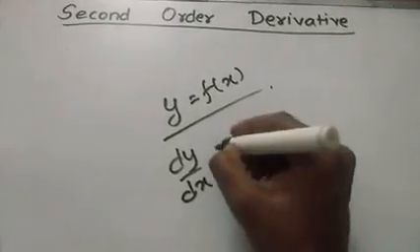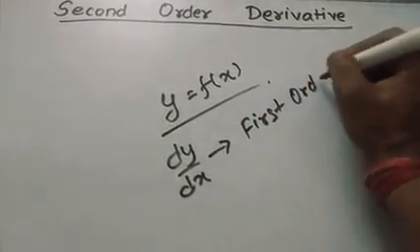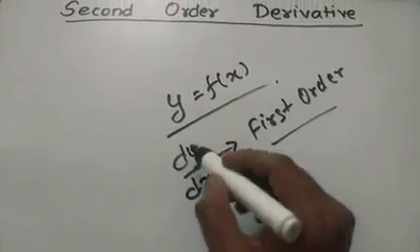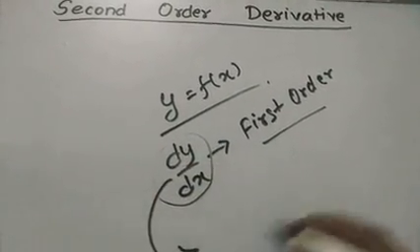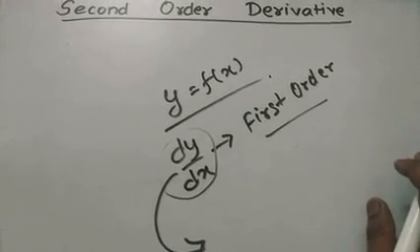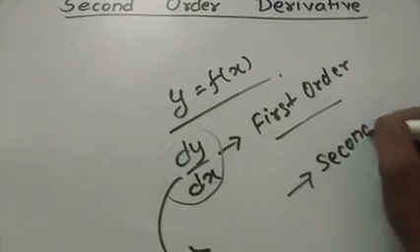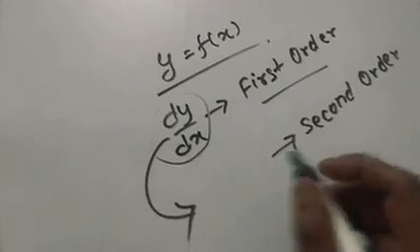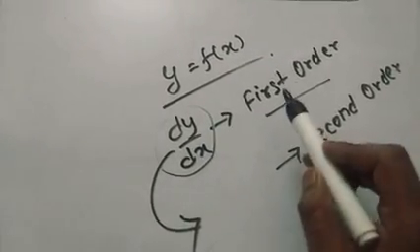So this is called first order derivative. First order, why first order? Because only once you have differentiated this. If you further differentiate this, that is twice differentiating, then that particular derivative will be called second order. And how will we write this? See very carefully. This is dy by dx, first time differentiated, that's why it is called first order.